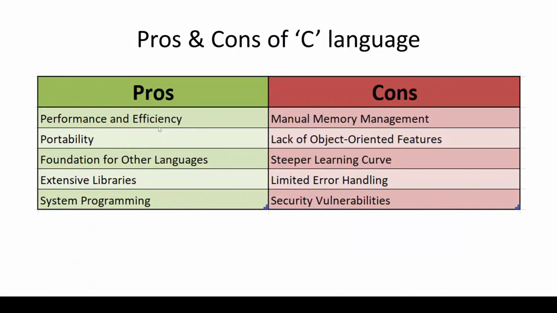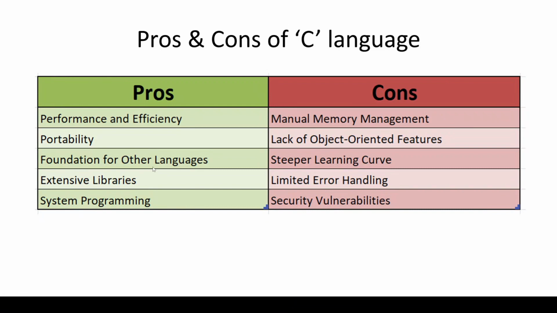Let's see the pros and cons of the C language. Pros: performance and efficiency. C provides low level memory access and direct hardware interaction, enabling highly optimized and efficient code execution. This is crucial for system programming, embedded systems, and performance critical applications. C provides portability. C code written in a standard compliant manner can be easily compiled and run on a wide range of platforms and operating systems, making it highly portable.